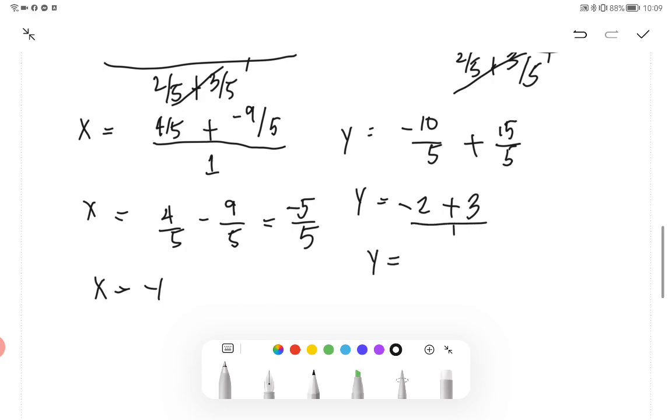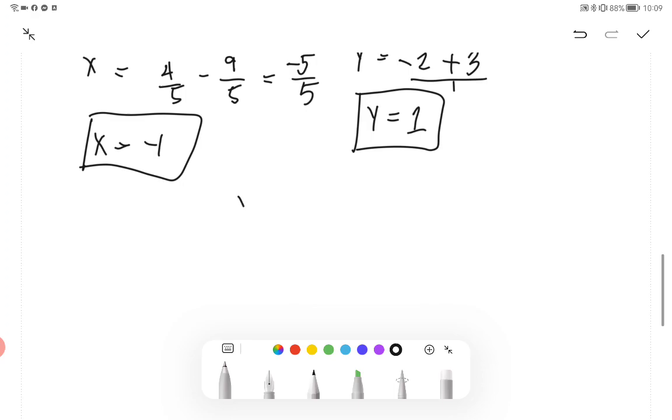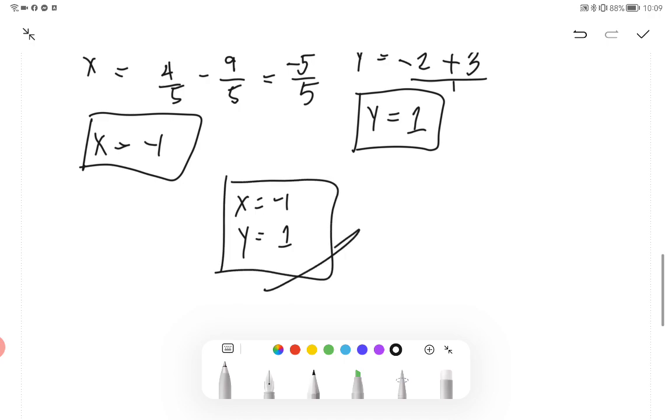So, therefore, we have our value of y, which is just equivalent to 1. So, this would be our final answer. Our x value to be negative 1 and our y value to be equal to 1. This will be our final answer.